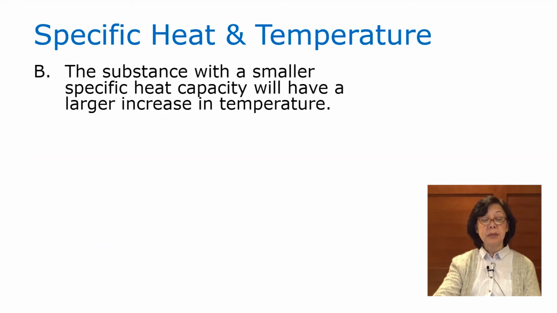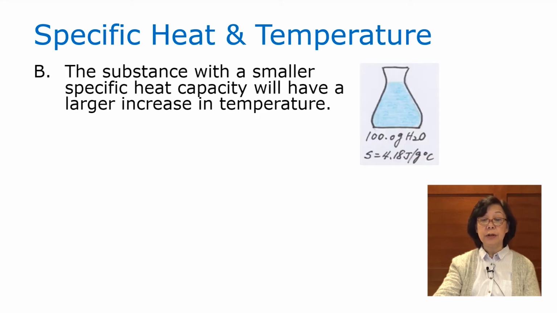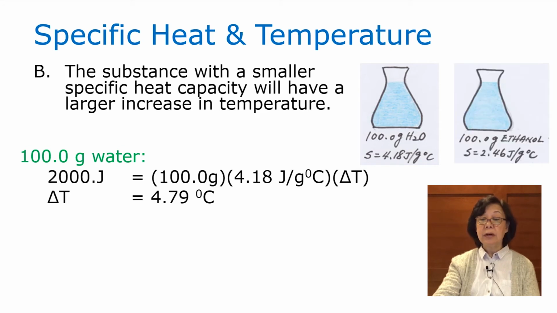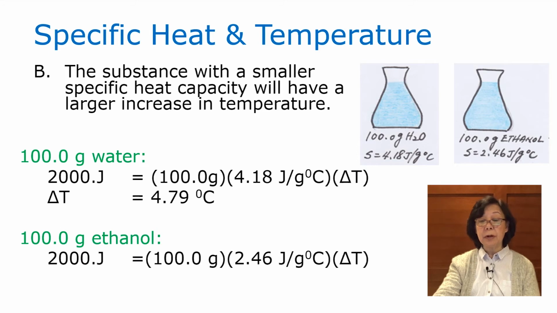Another example is that the substance with a smaller specific heat capacity will have a larger increase in temperature. Here we have 100 grams of water, and we calculate the ΔT to be 4.79 degrees C, given specific heat 4.18. Then we have another 100-gram sample of ethanol with a smaller specific heat, 2.46. The ΔT is calculated at 8.13 degrees C. Therefore, in comparing the two substances, given the same amount of heat, the substance with a smaller specific heat capacity will have a larger increase in temperature.